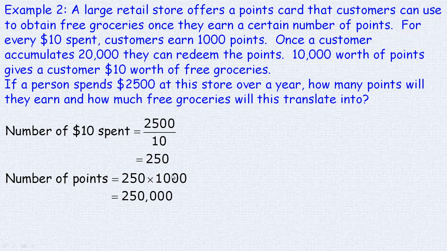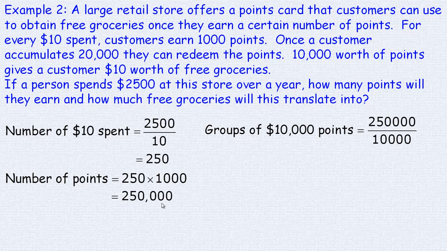Now, in order to figure out how much free groceries that's going to give you, you need to take this 250,000 and figure out, well, how many 10,000s are there in there? Because for every 10,000 points, you get $10 of free groceries. So the number of groups of 10,000 points, we would take the total you got and divide it by 10,000. So 250,000 divided by 10,000 is 25. Remember, a quick way to do this, you can actually cross off zeros, pairs of zeros. You cross those all off. You end up with 25 divided by 1, which of course is 25. So 25 times, they got enough points to give them $10 each of those times.